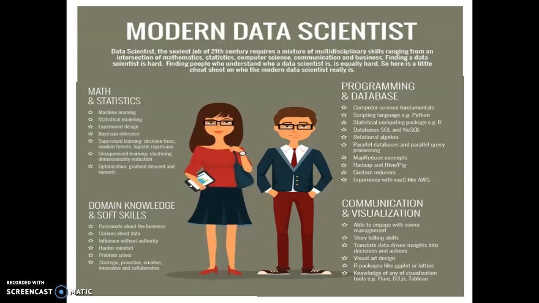And the next thing is communication and visualization, which plays a major part. You should be able to engage with senior management. You should have storytelling skills, translate data driven insights into decisions and actions. And you should have knowledge of any visualization tools like Tableau.